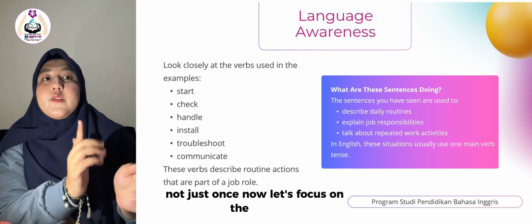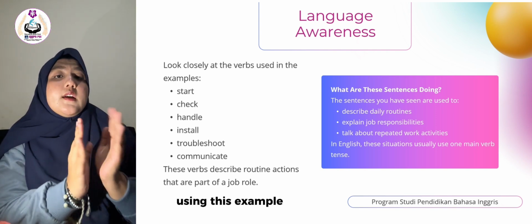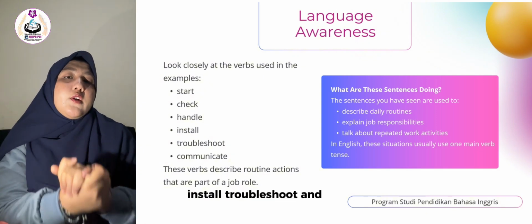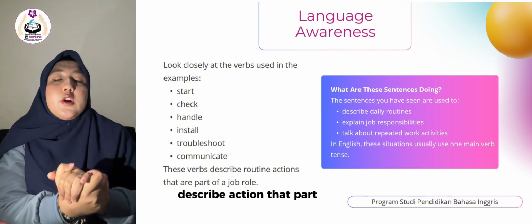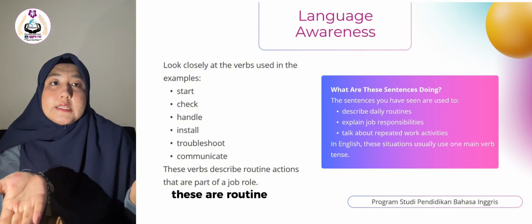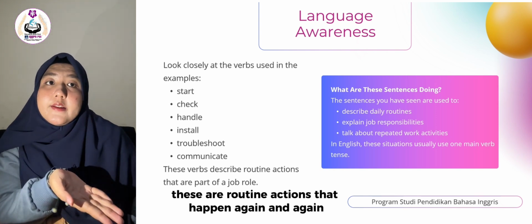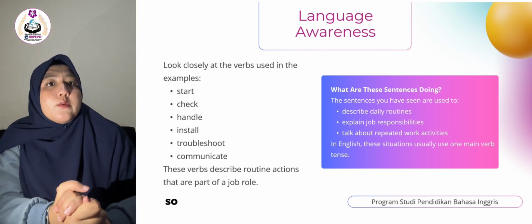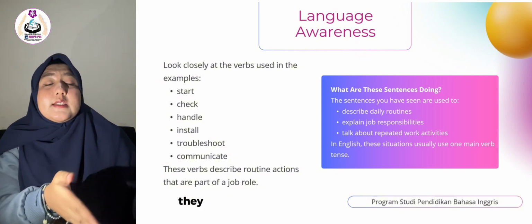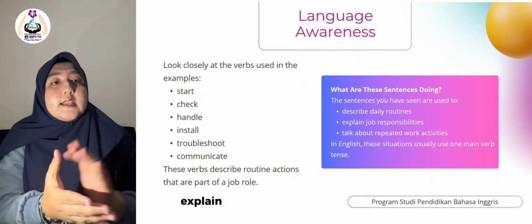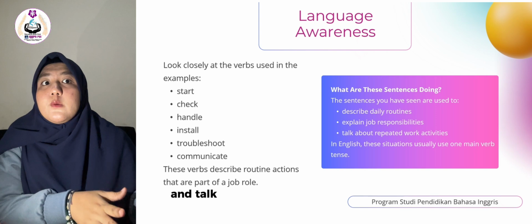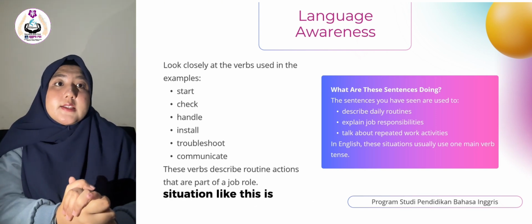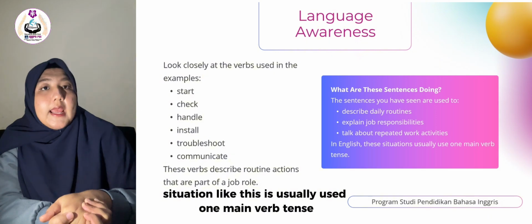Now, let's focus on the verbs used in these examples. Words like start, check, handle, install, troubleshoot, and communicate describe actions that are part of someone's job. These are routine actions that happen again and again. So, what are the sentences doing? They describe daily routines, explain job responsibilities, and talk about repeated work activities. In English, a situation like this usually uses one main verb tense.